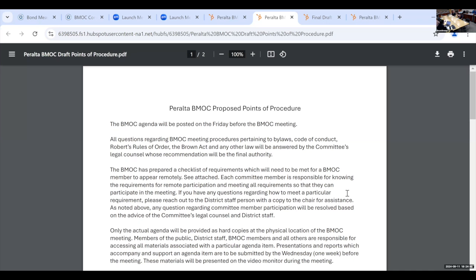So are you leaving the Friday posting off of this entirely then? No, this was an addition. So the BMOC agenda will be posted on the Friday before. Votes on a single agenda item?